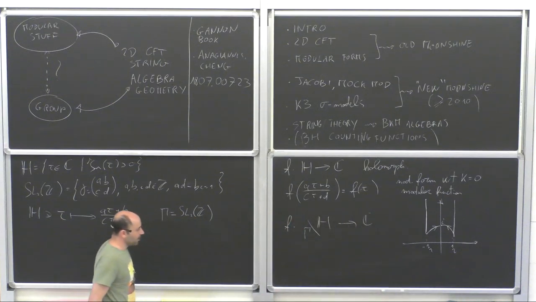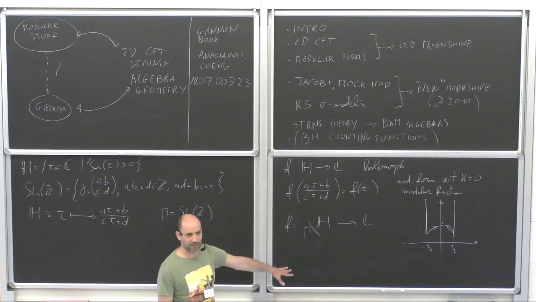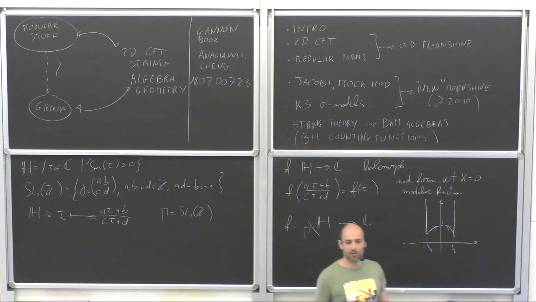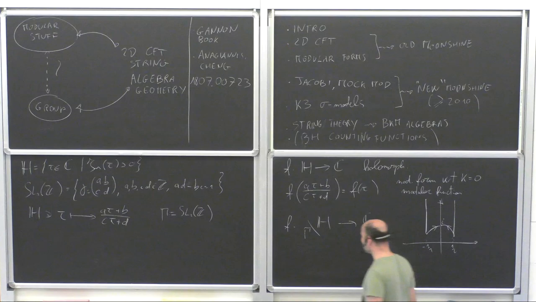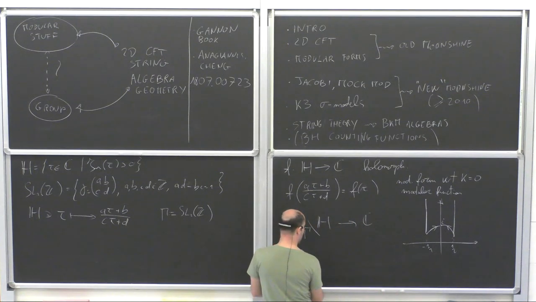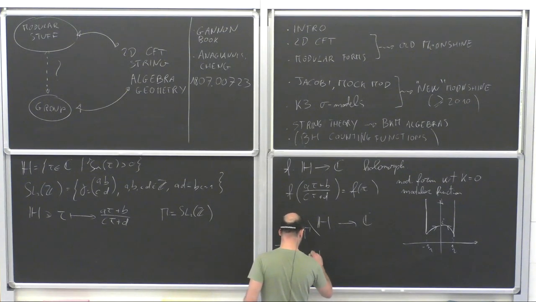So Oliver yesterday told us that when you define these kinds of functions, it is important to specify what happens at the cusp, at infinity. So we know that we can compactify this quotient, H mod gamma, by adding one point.